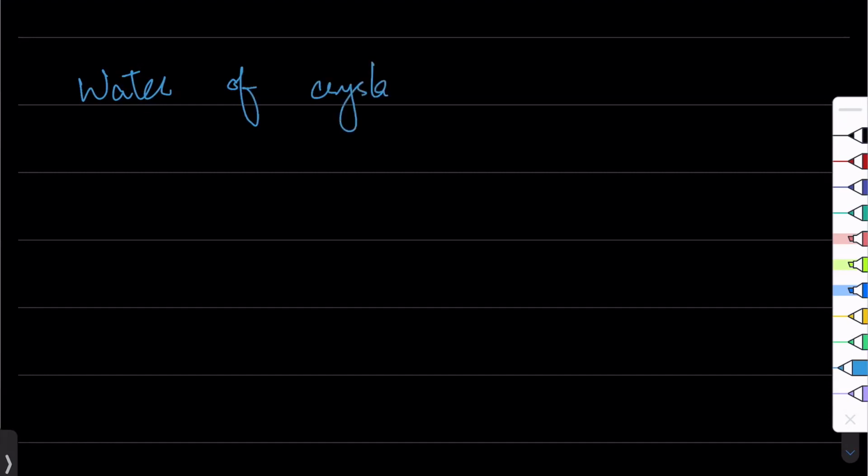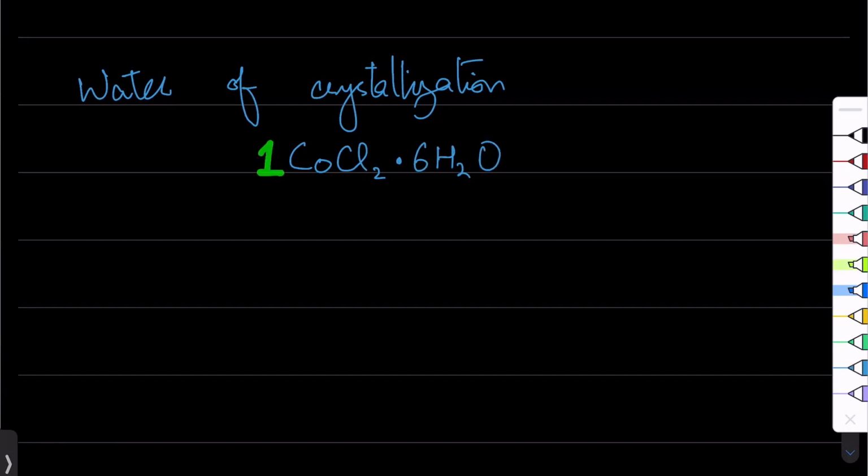So water of crystallization, what was that? It is the water molecules that are attached to any salt to form the crystal. They act as a bridge between different crystals. Usually we write them as, for example, cobalt chloride, 6H2O. What this is telling me is that with one cobalt chloride, I have 6 water.